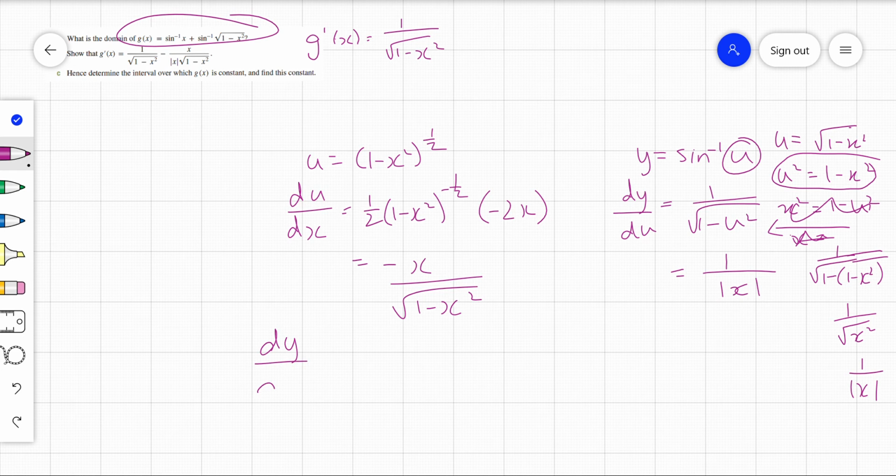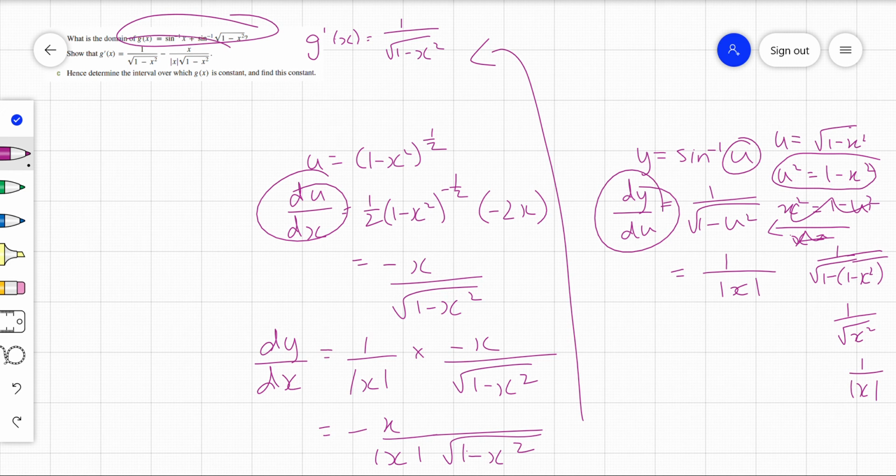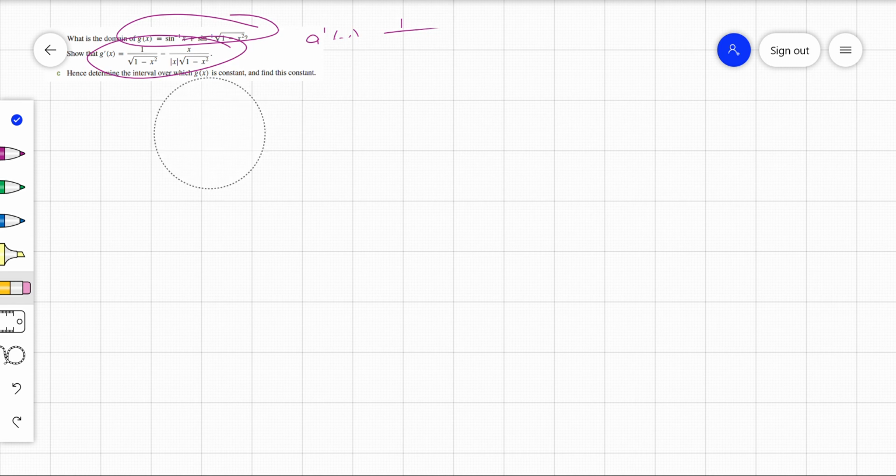So if I go for dy dx now, I'm taking dy du, so this bit, times du dx. So I've got 1 on the absolute value of x times -x on the square root of 1 minus x squared. So you can see there you get -x on the absolute value of x root 1 minus x squared, and then if I put that part up here, I get that answer. I hope that helped a little bit. All right, it's all there, so I'll rub this out so we've got a bit of room for the next part.